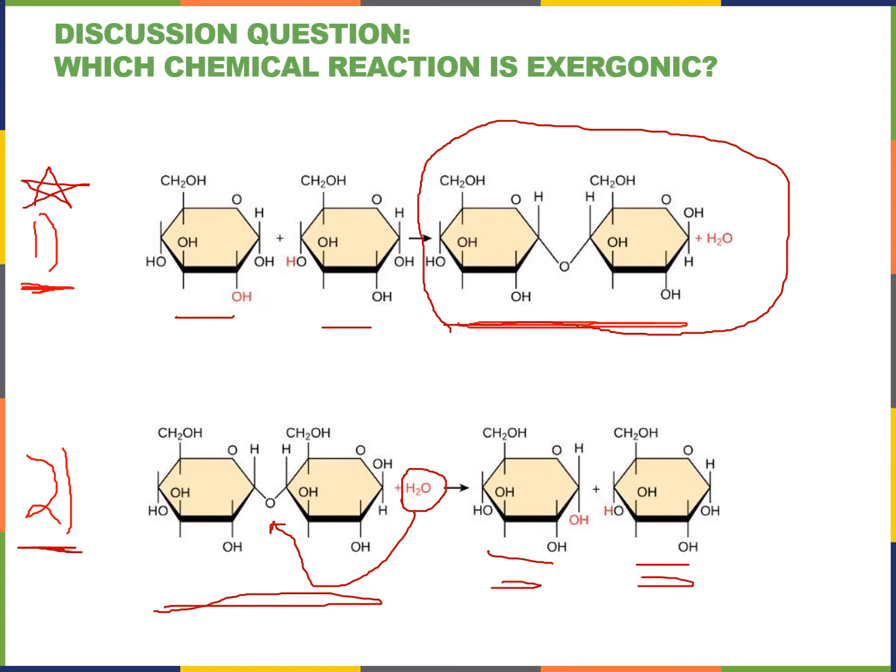So which one is exergonic? Which one is going to require energy to do? Which one is going to have a negative delta G, and which one is going to have a positive delta G? So I'm not going to give you that answer. I want you to research that, and we're going to talk about that in the discussion questions this week.